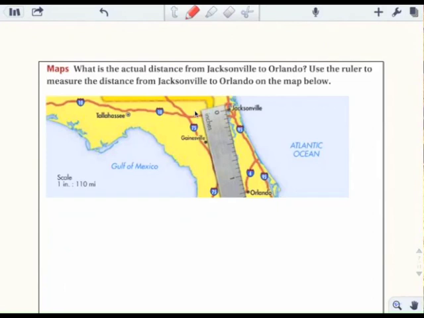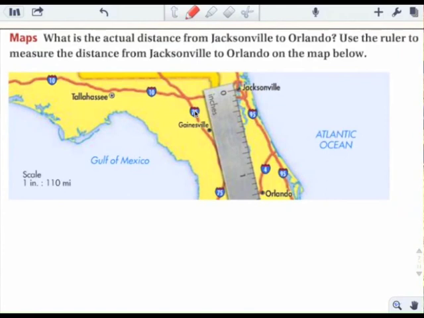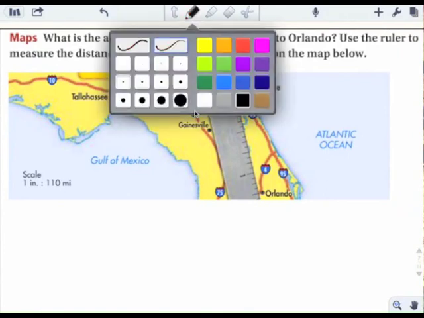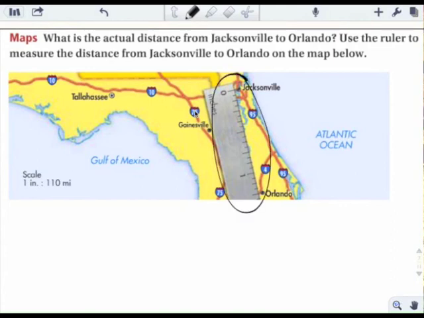So here we have a map. We have a map of Florida. Wish I would have had a map of Tennessee, but you know how it is. All right, we have a ruler overlaid on top of this map. And the ruler is measuring out the distance on the map between two cities, Jacksonville and Orlando. The distance between the two cities on the map is, let's see, can you read that ruler for me? It looks like it is 1.25 inches.